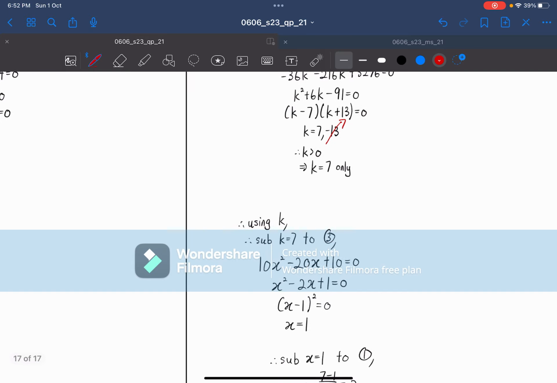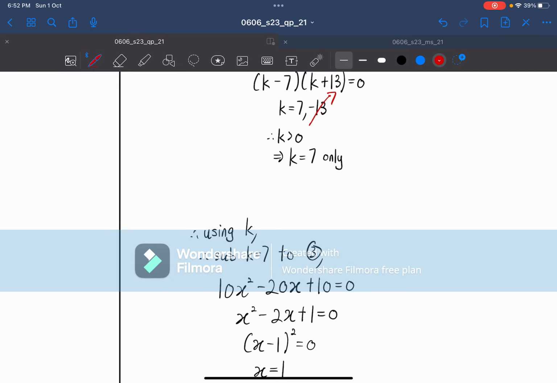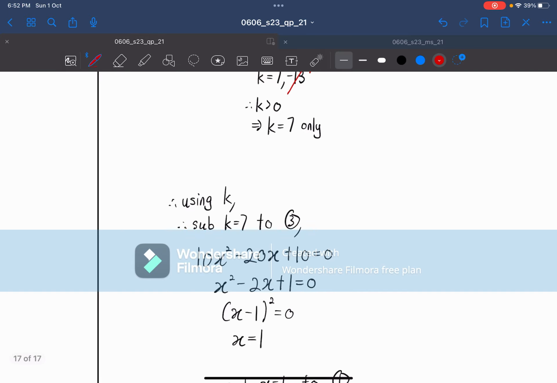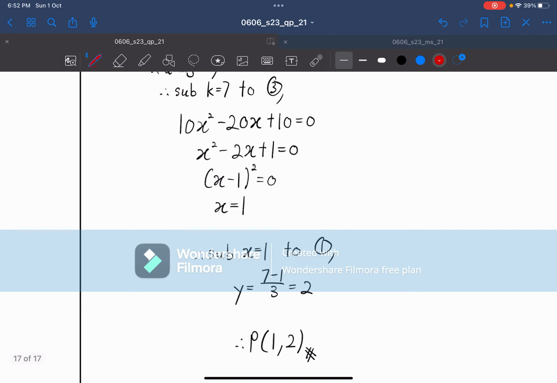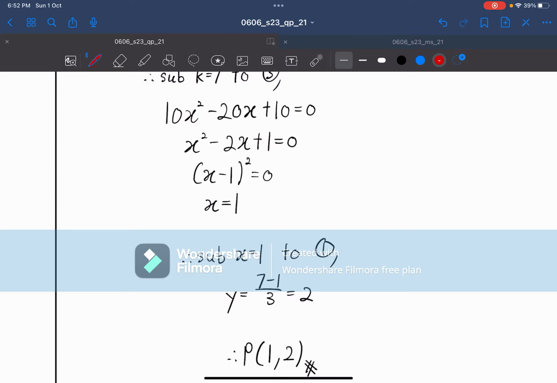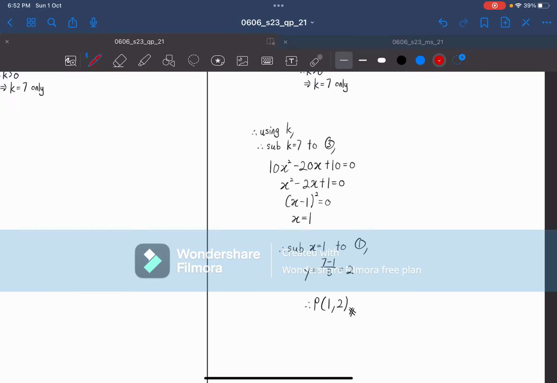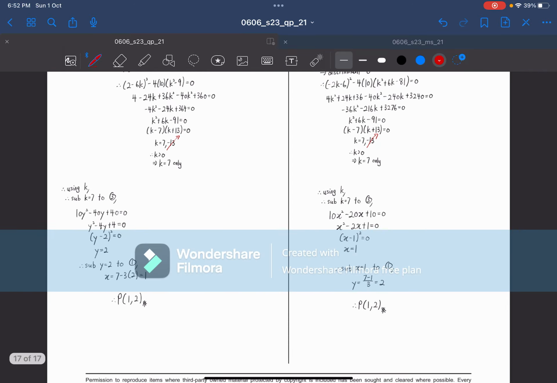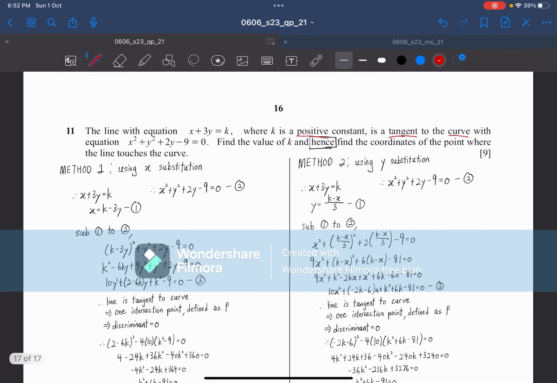So same idea, using k, sub k into 3, and you find x. So x squared minus 2x plus 1, once you rearrange it and simplify it, and when you factorize it, x minus 1 squared, so that means x is equal to 1. And substitute x equals 1 back into equation 1, and you get y equals 2. And so P is (1, 2). So yeah, same way to do it. Same idea. It's just that one is easier than the other.